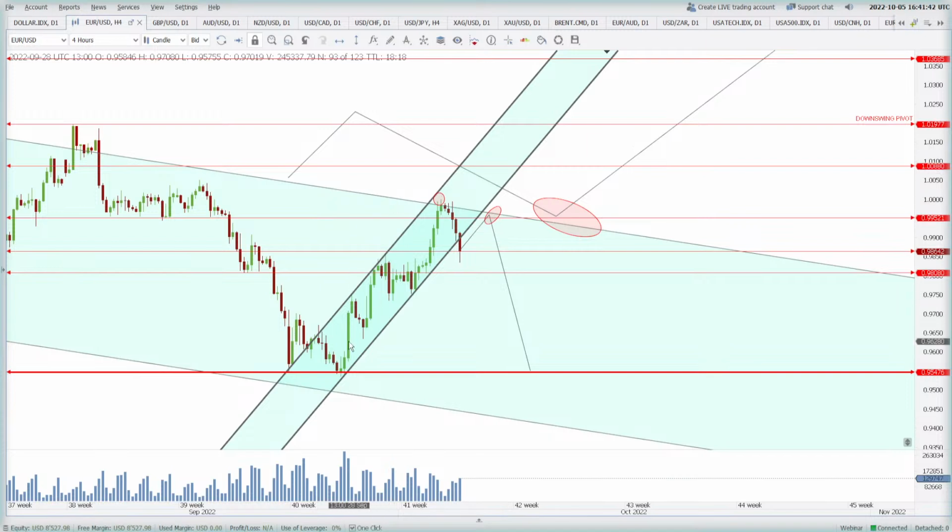Now one thing has been confirmed: this uptrend, which was counter trend to the main trend, is broken. Now we are just looking for another small retracement to this area, and then the price coming back. That is what we are expecting here in the coming time.